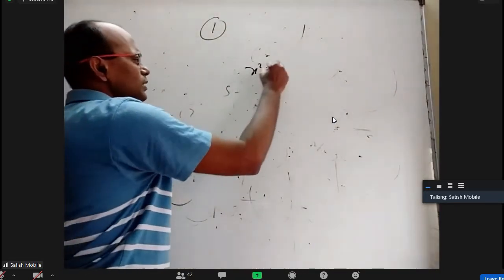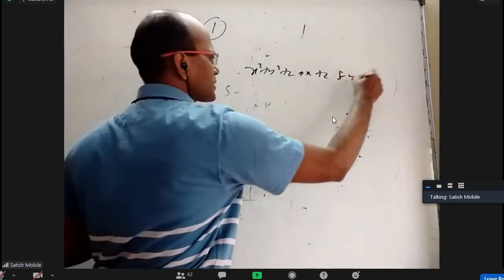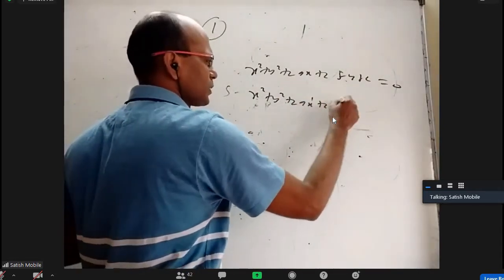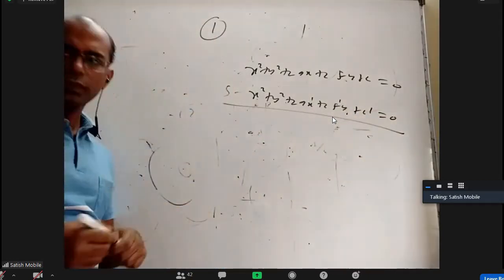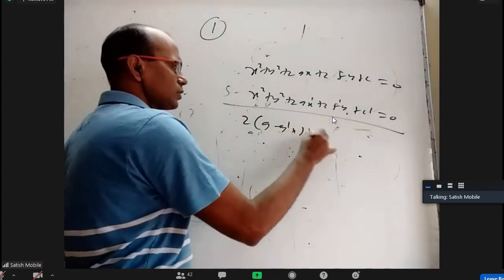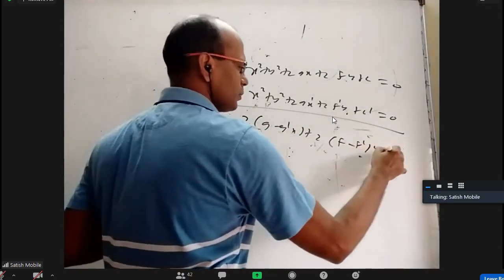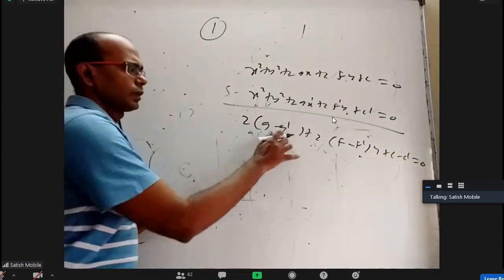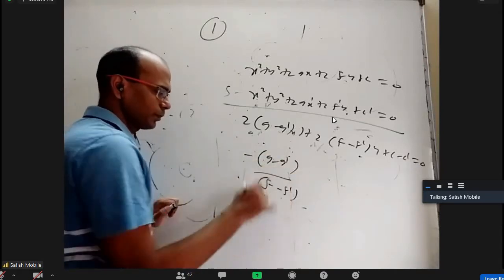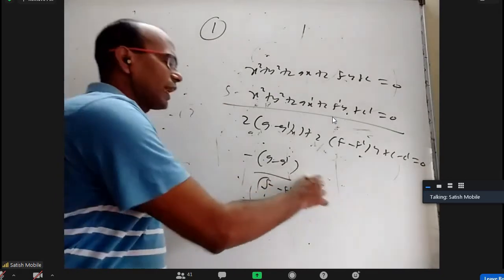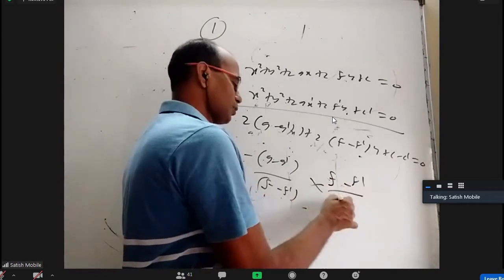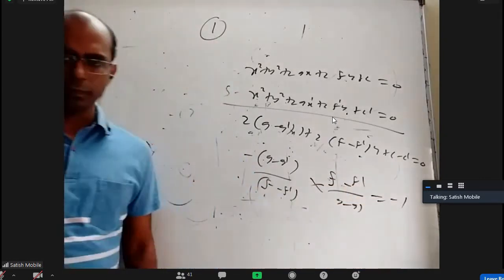Simply take x square plus y square plus 2gx plus 2fy plus c, and x square plus y square plus 2g'x plus 2f'y plus c' equal to 0. And you subtract, what radical axis will come, right? So that is 2(g minus g')x plus 2(f minus f')y plus c minus c' equal to 0. What is the slope of this line? Minus of (g minus g') by (f minus f'). Correct? What is the slope of the line joining centers? Minus g comma minus f, so (f minus f') by (g minus g'). So you can see the product is minus 1.